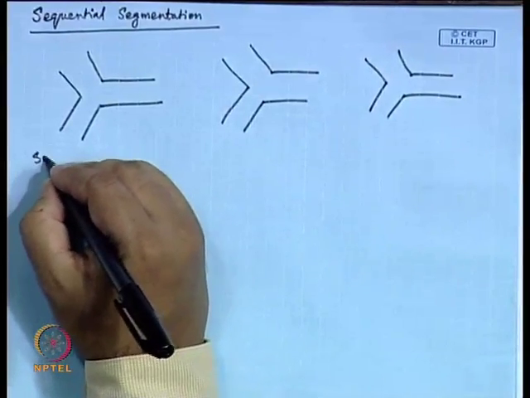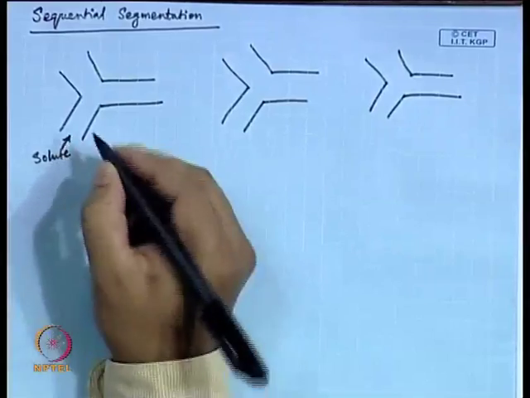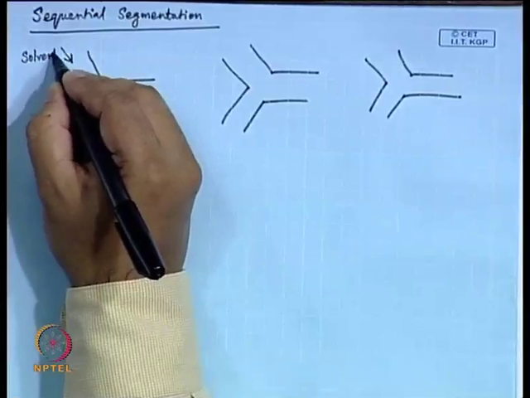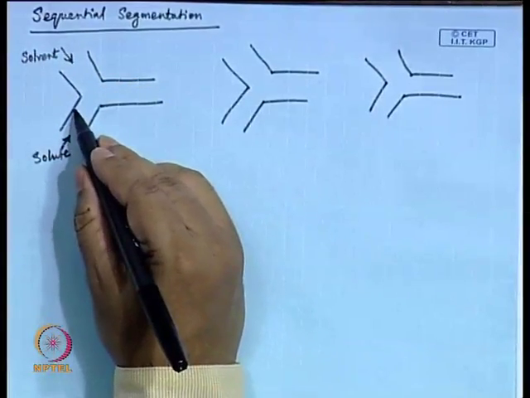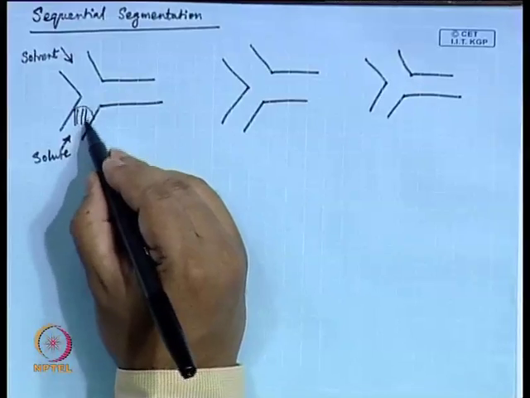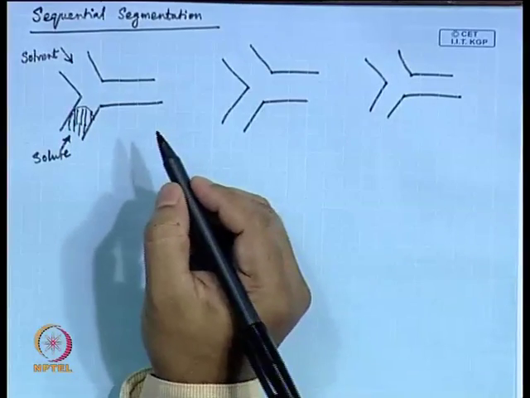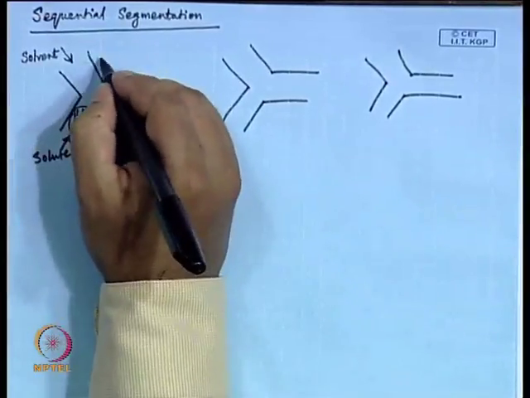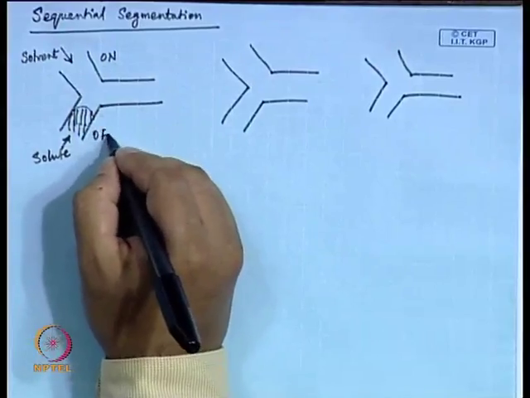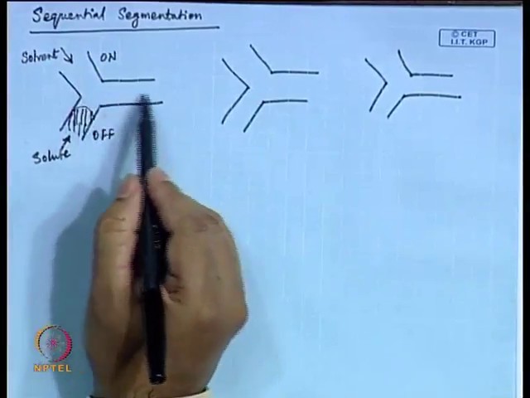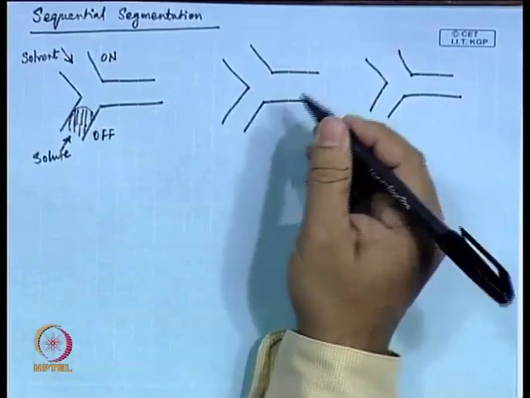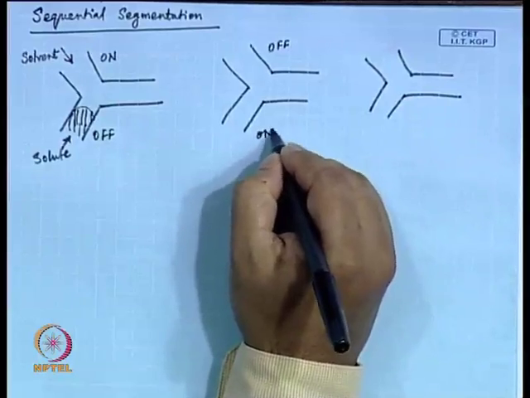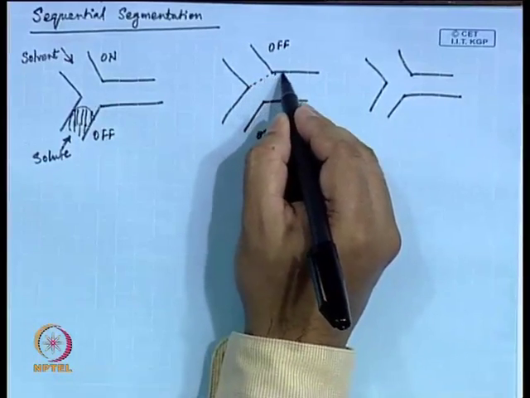solute coming from this side and solvent coming from this side. Okay. So, suppose this is a solute. Solute is coming from this side and solvent is coming from that side, and first you have solvent on, solute off. Okay. So, solvent is flowing in through this channel. At the next moment, what you have is solvent off and solute on. Okay. So, solute started flowing into it.